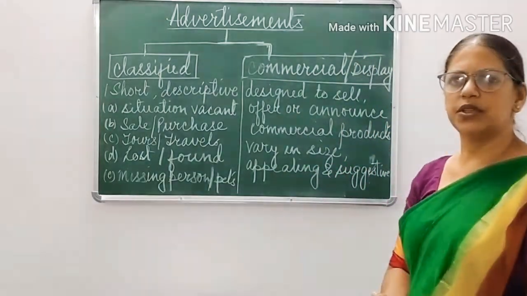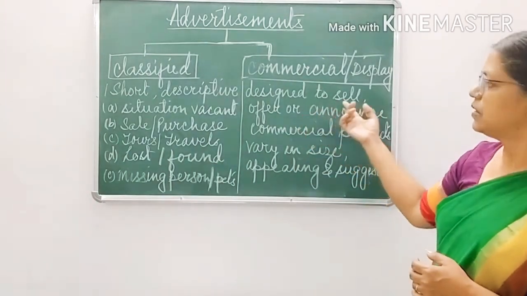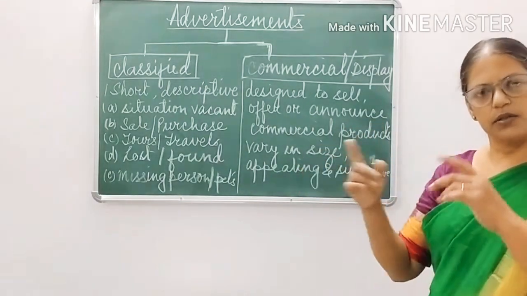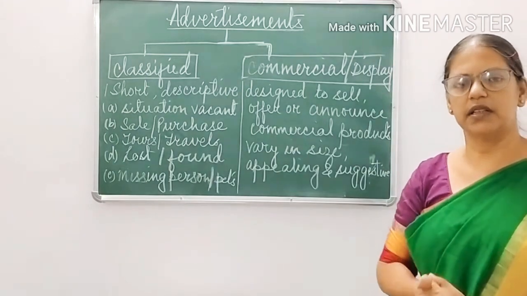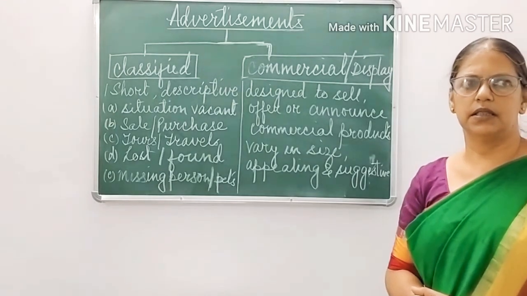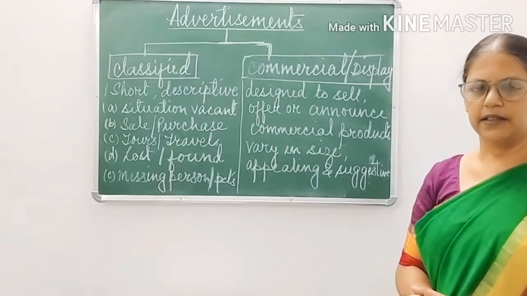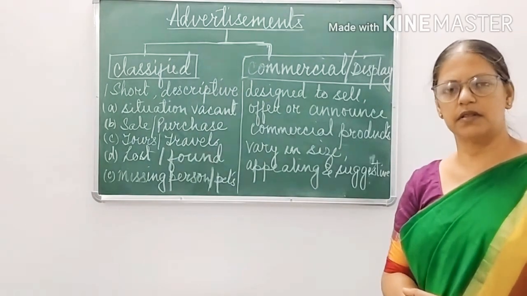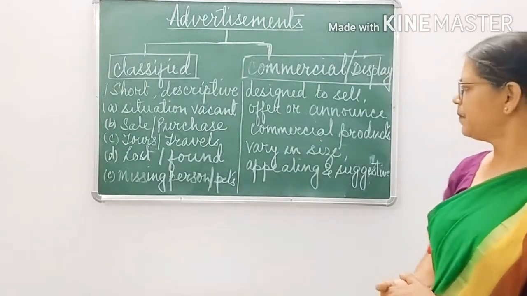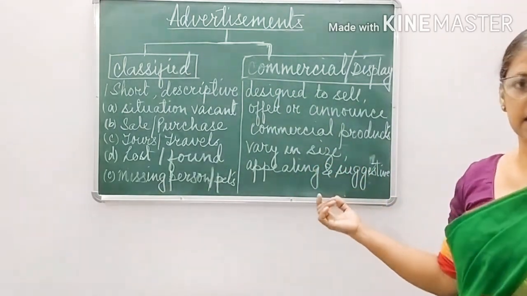And the next one is commercial or display. Here this is written to sell, offer or announce commercial products. These pamphlets you come across in the newspapers, and you have seen in the big newspapers also some offers of cars, and during the summer season about coolers and all those things. So that is the commercial or the display, and it varies in size and it's appealing and suggestive.